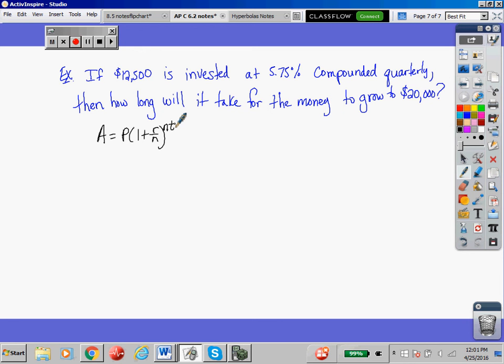So A equals P times the quantity, 1 plus R over N to the NT power. So here we go. We want it to grow to 20,000. It's starting at 12,500. The interest rate needs to be converted to a decimal. And quarterly is 4. So when you divide by N, N is the number of times that it's compounded.